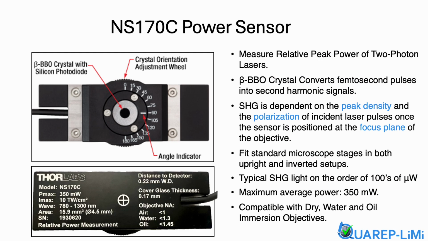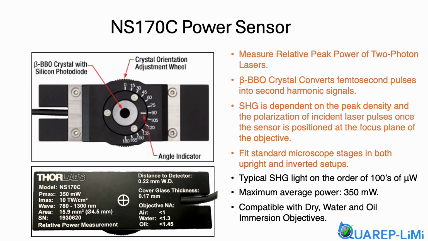This software enables remote control and monitoring of up to 8 power and energy meters simultaneously. The NS170C Microscope Slide Peak Intensity Sensor is specifically designed to measure the relative peak power of femtosecond lasers at the focal point of two-photon microscopes. It contains a 30 micrometer thick beta-barium borate (BBO) crystal that converts near-infrared femtosecond pulses into visible light through second harmonic generation (SHG). Optical filters beneath the BBO crystal block NIR light, allowing only the visible second harmonic light to reach the photodiode. The sensor works based on the peak intensity and polarization of the laser pulses. Positioned at the focus plane, it captures these signals precisely.